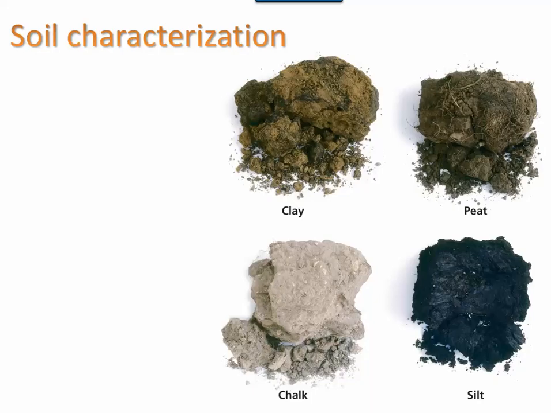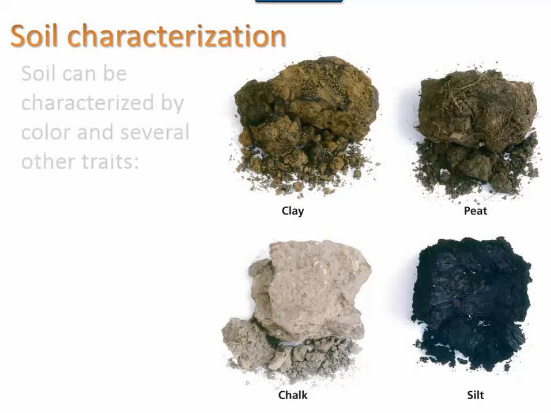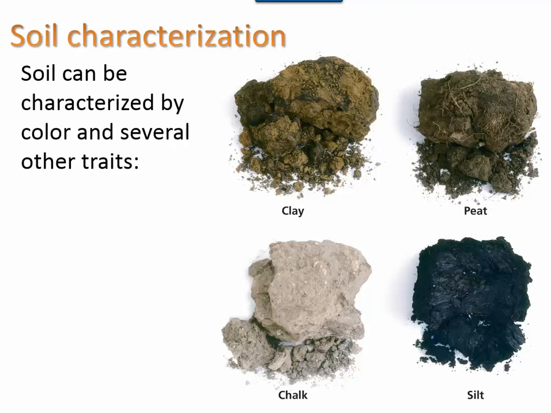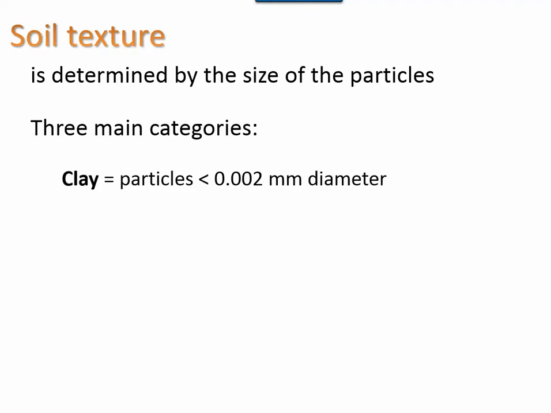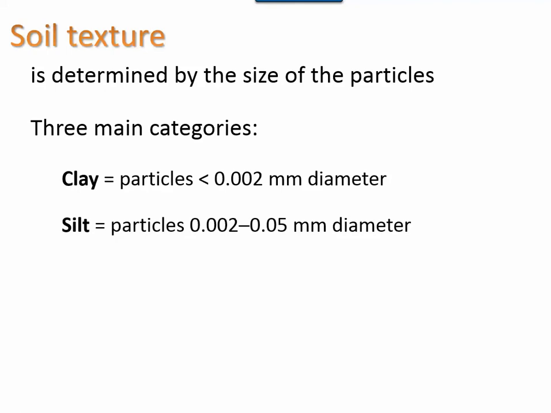So let's talk a little bit about soil characterization. We can have clay, peat, chalk, and silt. These are all different components of soil. And we describe soil in terms of its texture, its structure, and its pH. So the texture is determined by the size of the particles. And there are three main categories. We learned this in our lab. Clay particles are very small, about 0.02 of a millimeter. Silt particles are anywhere from 10 to 20 times bigger than that.